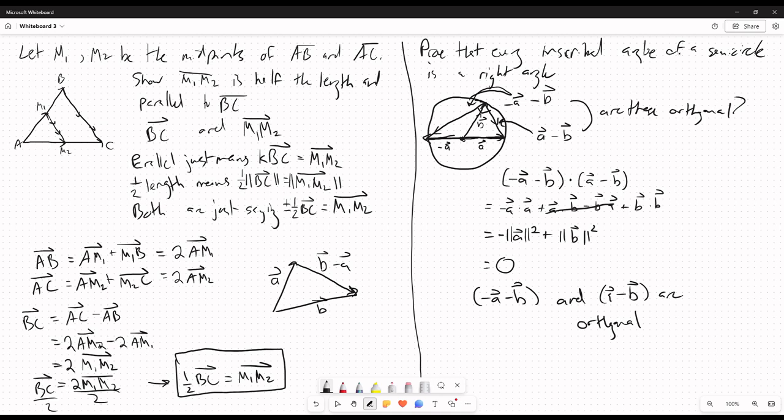So there's a few examples of how you can use vector arguments to prove claims in geometry.